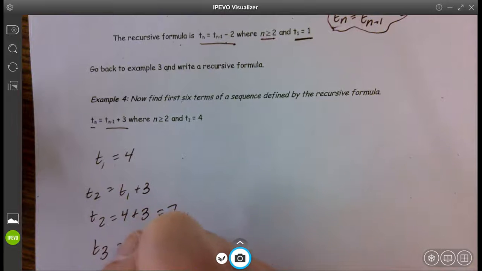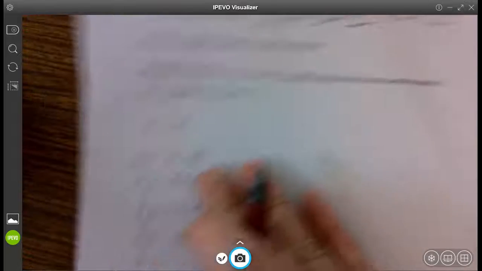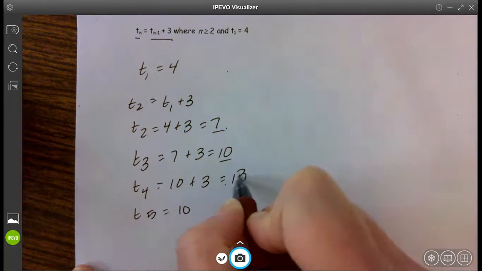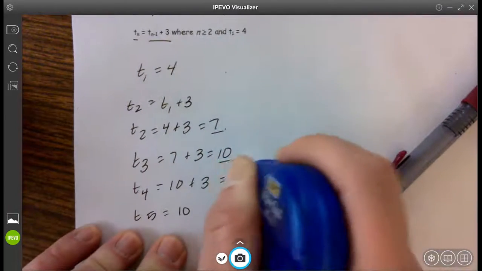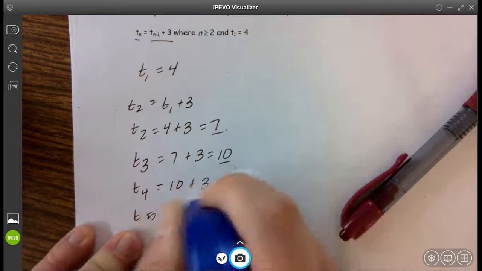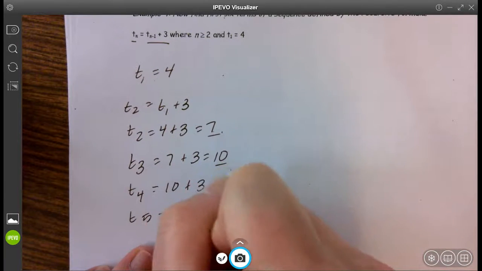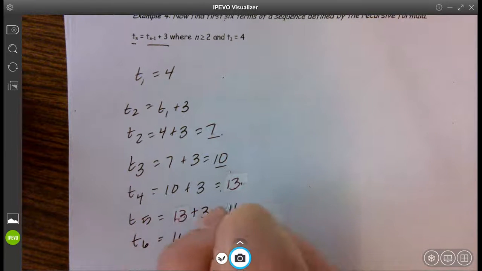Term 3 is the previous term plus 3. Term 4 is the previous term plus 3. Term 5 is the previous term plus 3. And term 6 is the previous term plus 3.